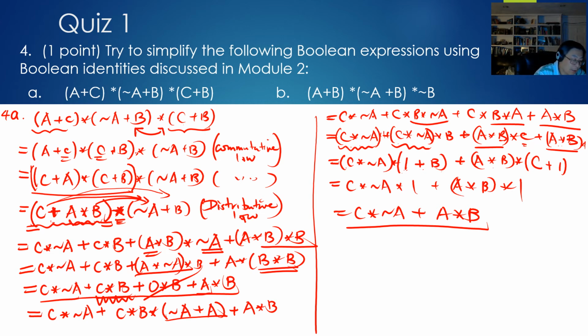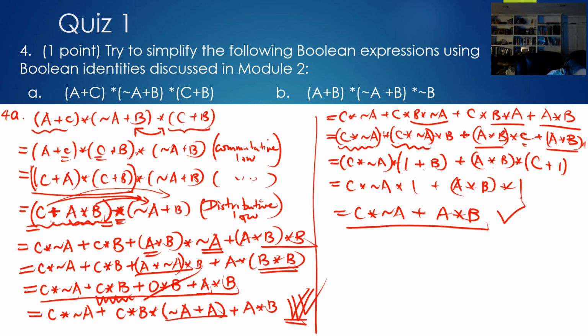Okay, so this is actually okay, but it's not the simplest form. That's the simplest form. But if you got to this point, then I will give you full credit for this. Okay, so that's the first question, 4A.